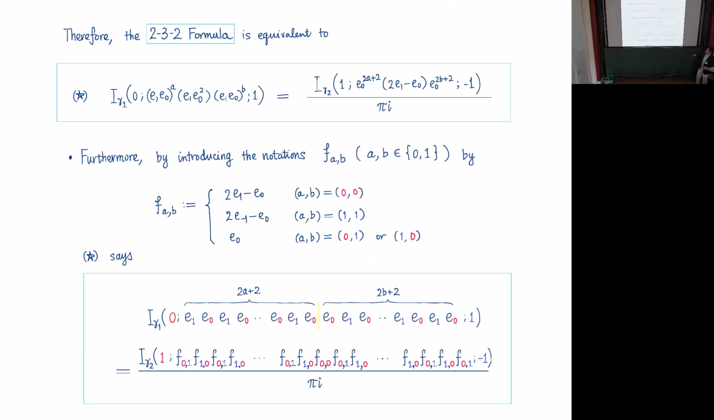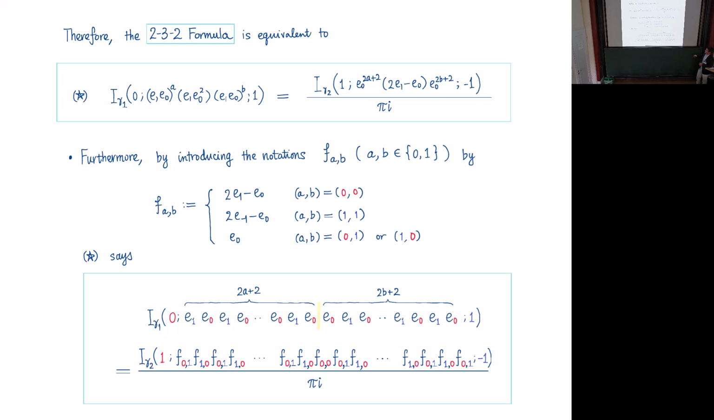And therefore, the 2-3-2 formula can now be reformulated as a very simple identity between single iterated integrals. So like this one. And furthermore, if you introduce somewhat redundant notation F_AB, with A, B either 0 or 1, to be 2e1 minus e0 when A and B are both zeros, and 2e negative 1 minus e0, so this is dt over t plus 1, and this is dt over t, when A and B equal 1 and 1, and e0 otherwise. So if A and B are different, 0, 1 or 1, 0, then we define F_AB to be e0.